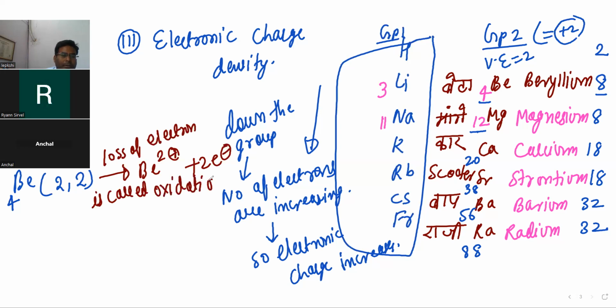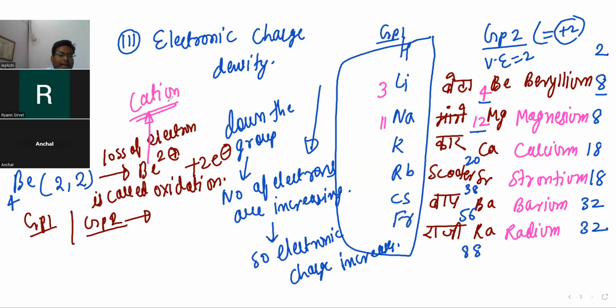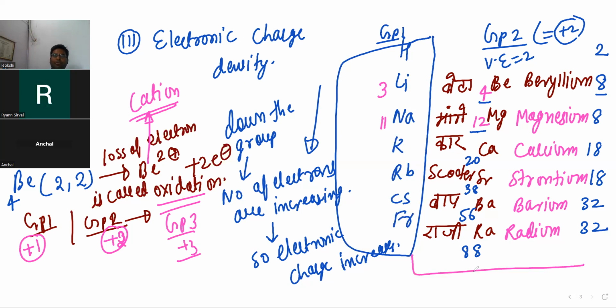Right. So group 1, group 2, they will lose the electron, do the oxidation and form cation. The plus sign is called cation. So metal forms cation, right? And they do the oxidation. So group 1 has oxidation state +1. Group 2 has +2. Group 3 has +3, right? In a similar manner, please write this one. You can write for other elements also. So do at home for the remaining. I will tell the next one.